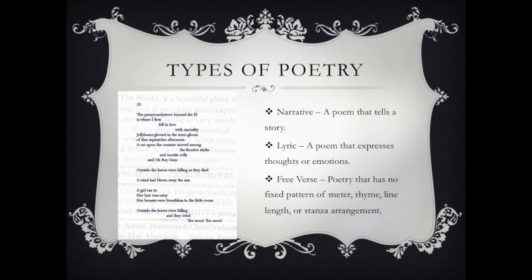Sort of the inverse of that is a lyric poem. A lyric poem doesn't tell a story, but it expresses thoughts, feelings, and emotions. Then there's what's called a free verse poem. And free verse poems are poems that don't really have a fixed pattern. They don't have rhyme or meter or a specific line length or stanza arrangement. Free verse poems could be narrative, but they could also be lyric. If you look at the poem on the left here, you'll see a free verse poem. You'll see that the lines don't necessarily follow a strict pattern. There's no specific stanza arrangement. That's what we call a free verse poem.